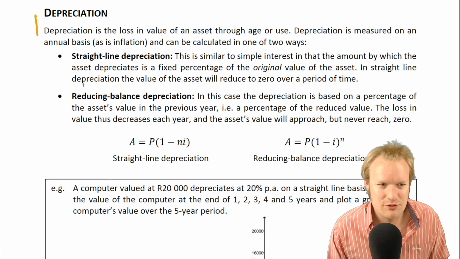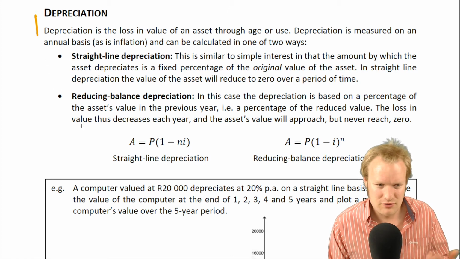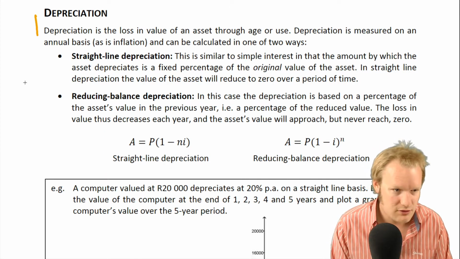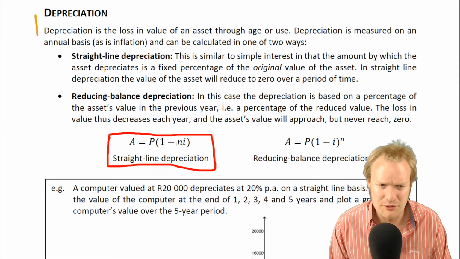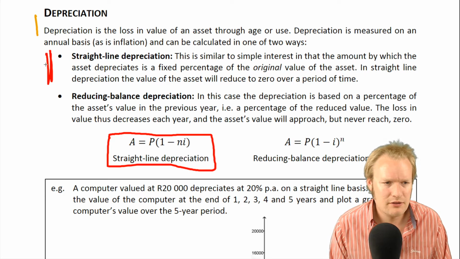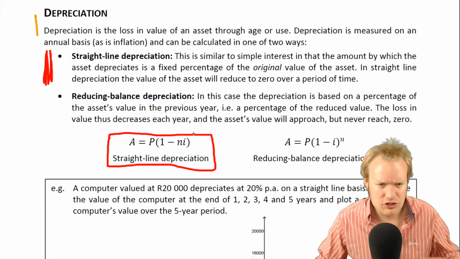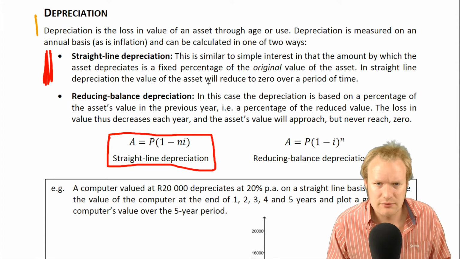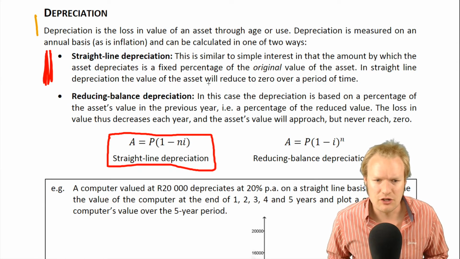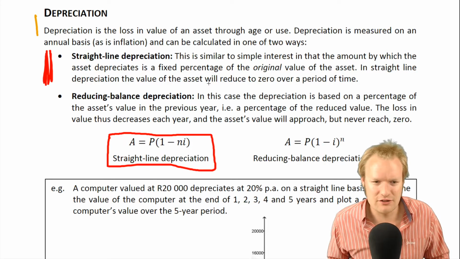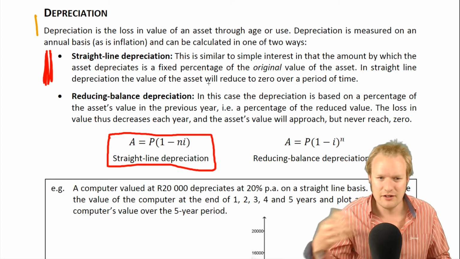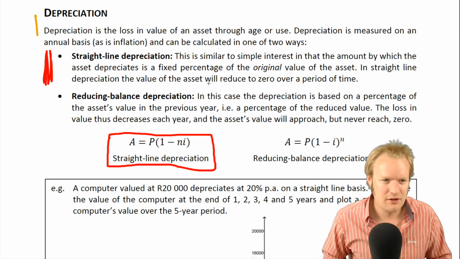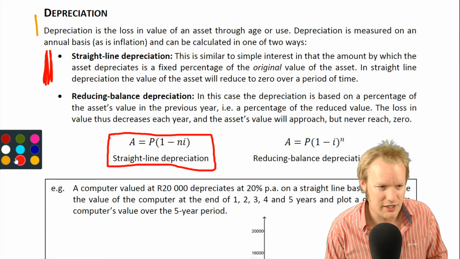Now, there are two different types. We've got straight line depreciation, which is like simple interest. So here's our straight line. Can you see how similar it looks to our simple interest formula? And so it's losing money at a constant rate based on how much it cost right at the beginning. So your printer was 100 Rand, depreciates at 10%, it's losing 10 Rand every year, and after 10 years, it's worth nothing.